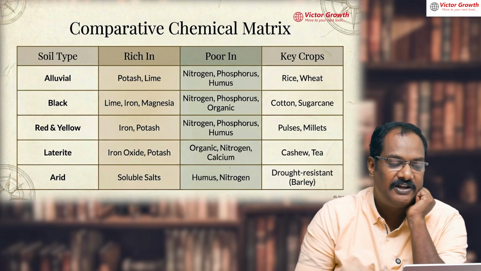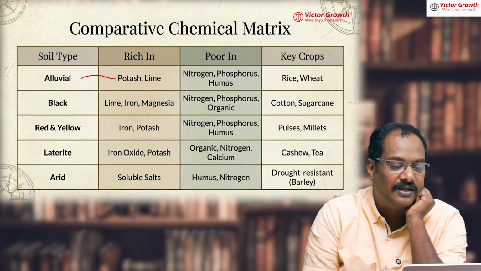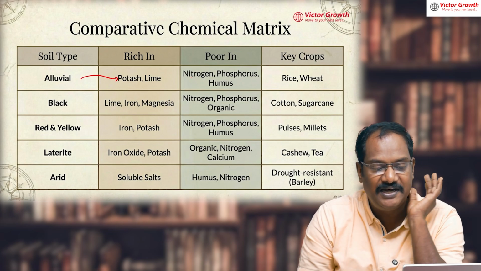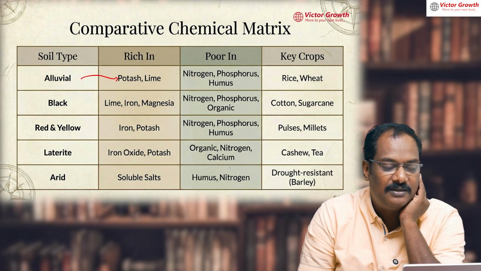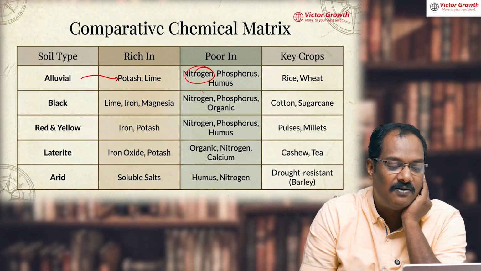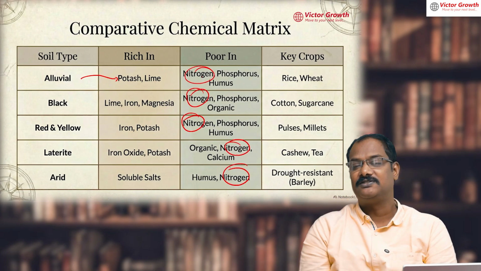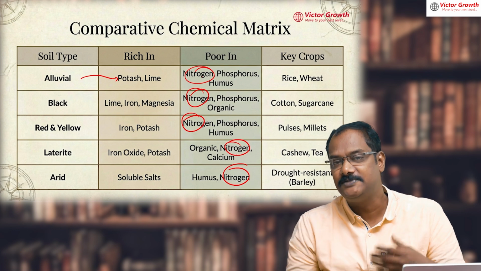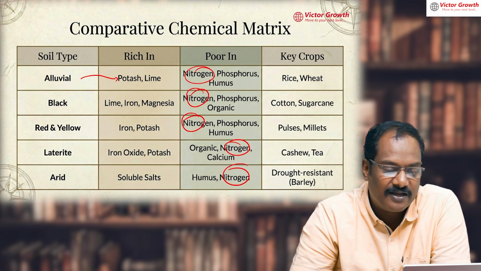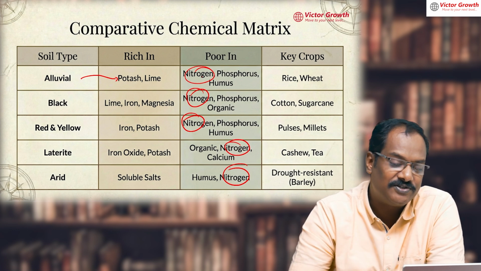Now comparative study. Alluvial soil rich in potash. If you want, you can take a screenshot of this. Then look at all these: they are poor in nitrogen. All these are poor in nitrogen. Understood? Something like this you have to understand. That is where our experience comes into the picture. So entire soil in India is poor in nitrogen.